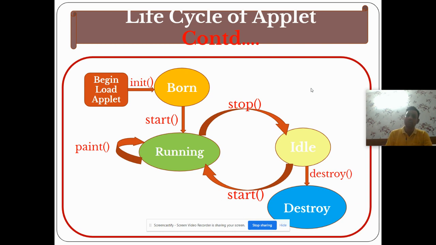running state. When the applet is in running state, basically it is executing the paint method. When the applet is in running state, by using the stop method, we change its state from running state to idle state, and again by using the start method, we resume from idle state to running state. This process continues several times, and from the idle state, after calling the destroy method, the applet is destroyed. So in this way, these four stages are traveled by an applet.